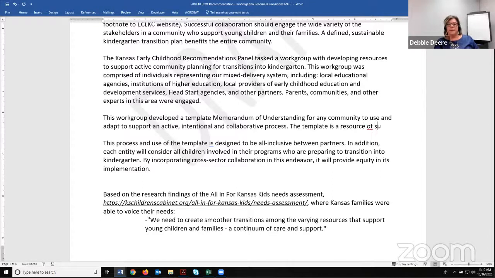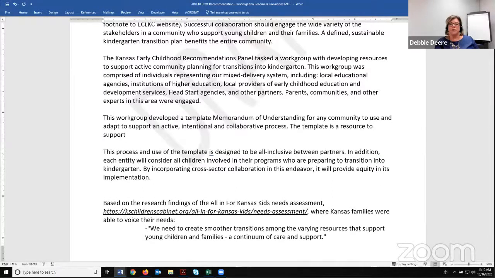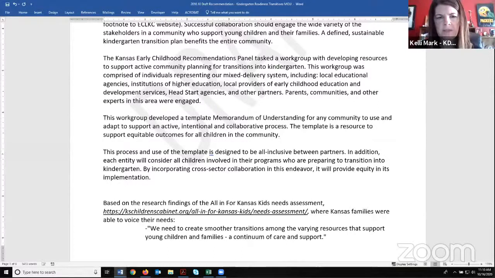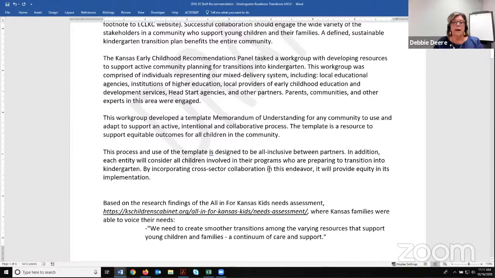With the piece being specific to equity, do we just need to make sure that we say that it includes all children? Because we don't want to give the impression that they're just choosing certain kids to participate. Yeah, to piggyback off what Debbie just said, I think that we could get rid of that whole in addition, each entity will consider all children sentence by saying by incorporating cross-sector collaboration, including all children involved in programs, blah, blah, blah, will provide equity. We could combine those two sentences to get rid of that in addition sentence. This is Debbie. I have a comment from the chat saying, what about deleting all inclusive and say set parameters for agreement?